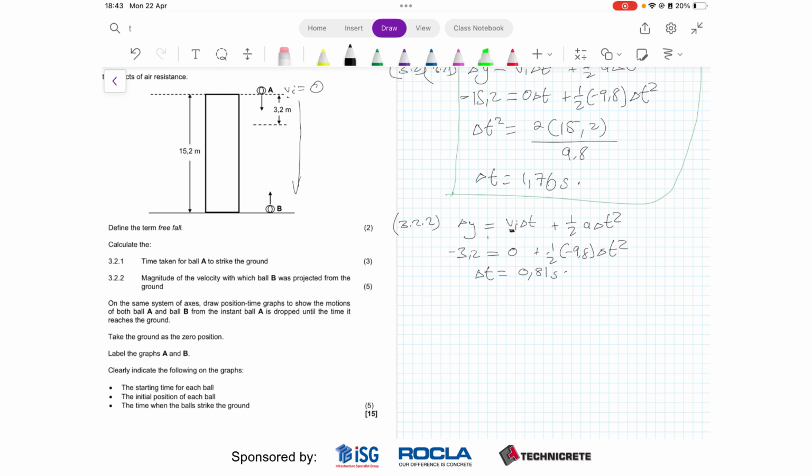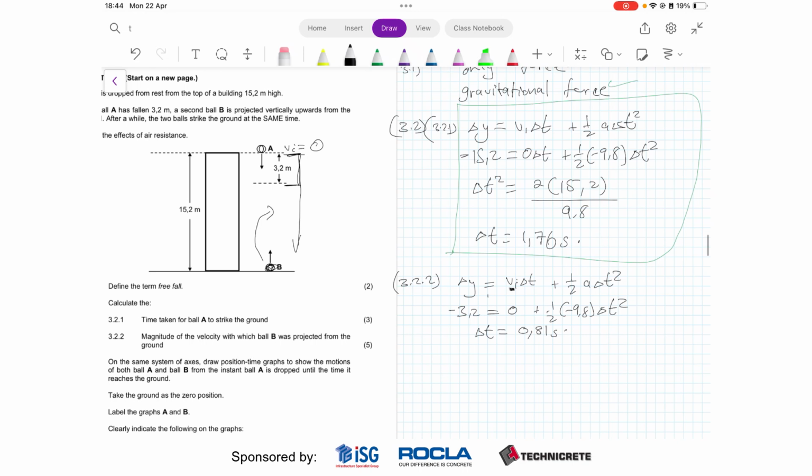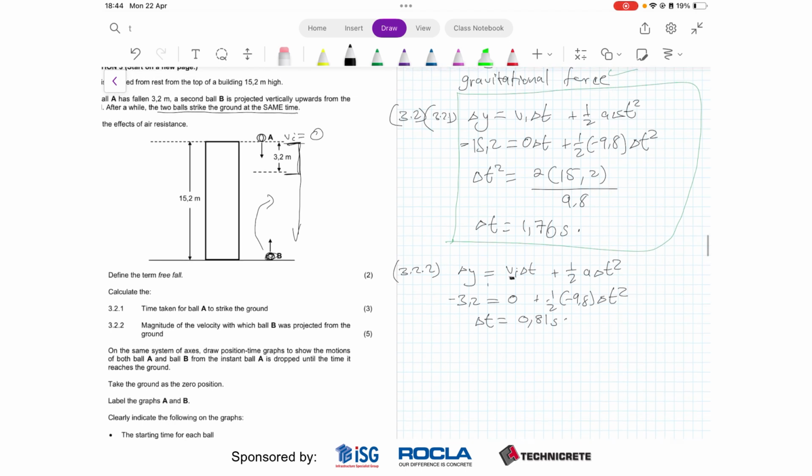Now remember that ball B is projected after ball A has completed this motion, right? So the two balls strike the ground at the same time. Okay, so it means that ball B was projected up after ball A was released downwards.